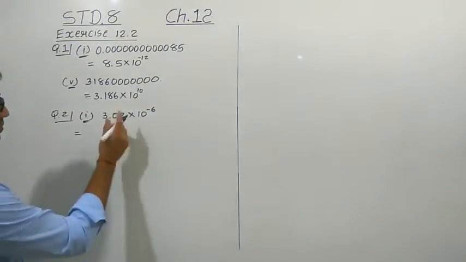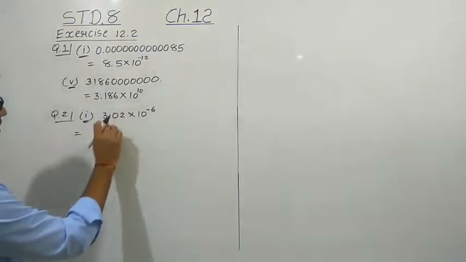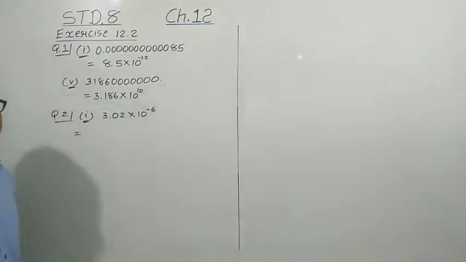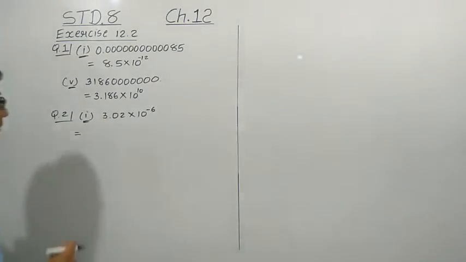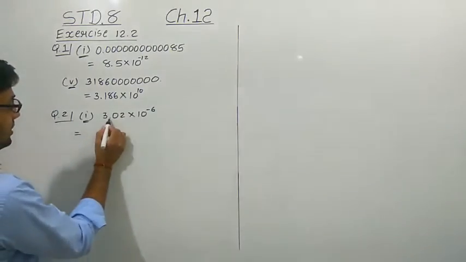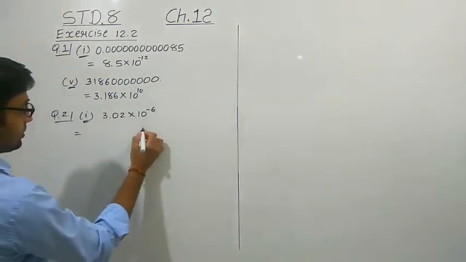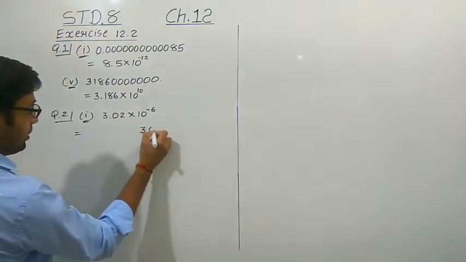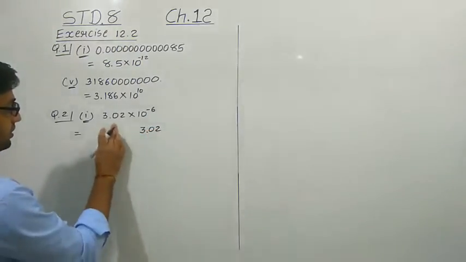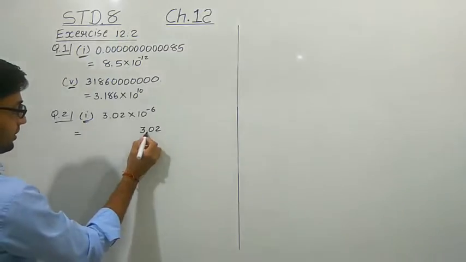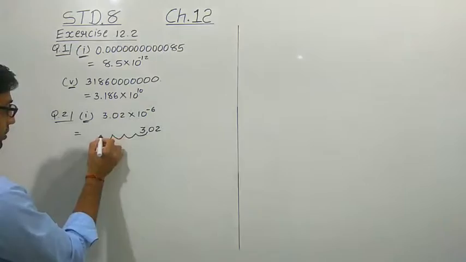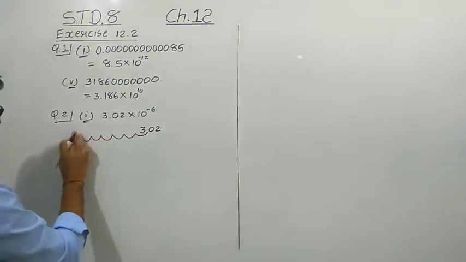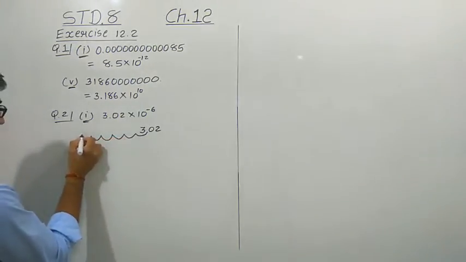Whenever there is a power of minus 6, we have to shift the decimal point to the left hand side. And how many places? Total 6 places we have to shift to the left hand side. Let us write this here: 3.02. Now we shift this decimal point 6 places. This is the first place, second, third, fourth, fifth and sixth. The decimal point is now here.